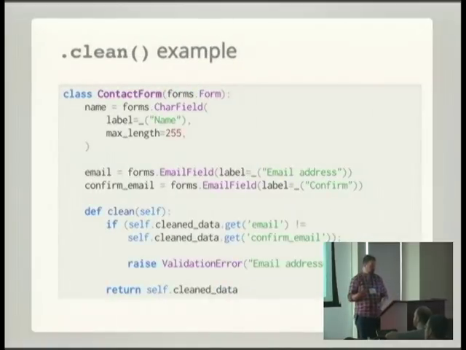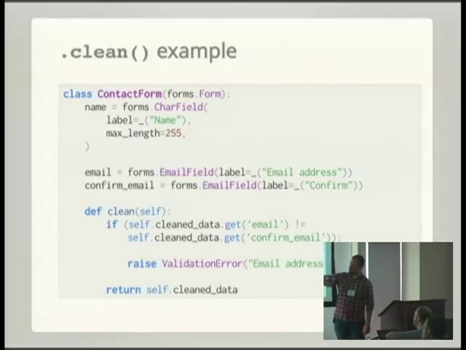So here's an example where I have a confirm email form where now I've got two different email fields. And I can't do this check in either of their clean methods because they might not be done yet. So I have to do it at the very end, and this lets me do that check. And again, this has to return the cleaned data dictionary, so you can see it just returns self.cleaned_data.